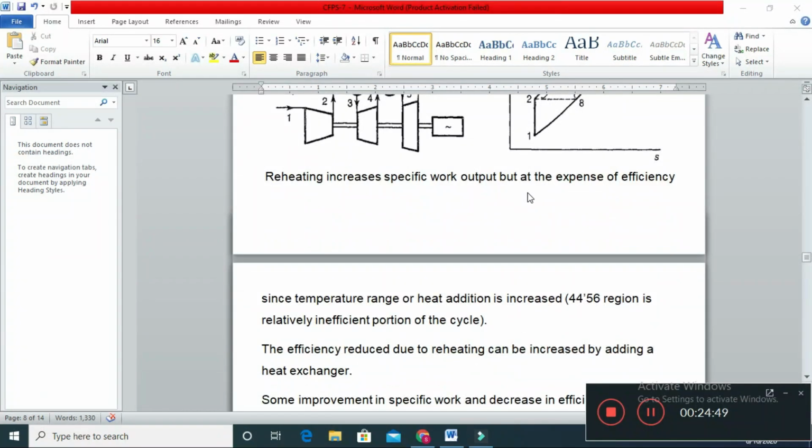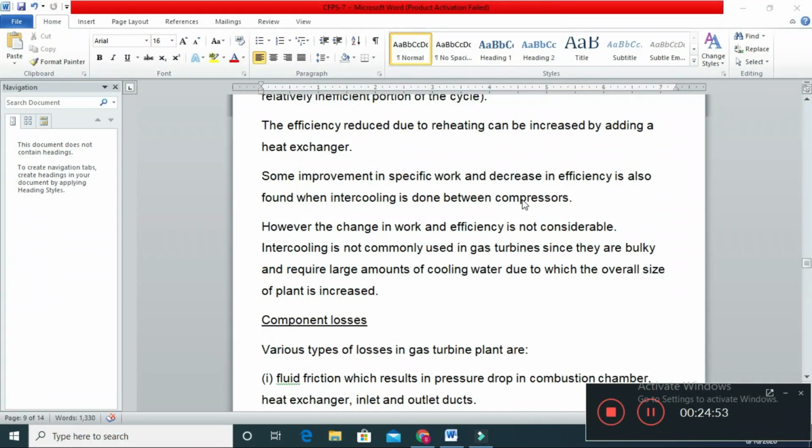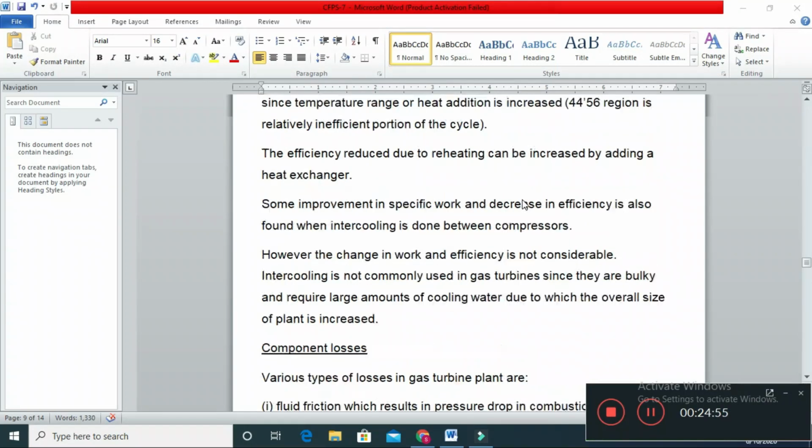In order to save the net work, the other possibility is to use the intercooler. The purpose of the intercooler is to reduce the compressor work. The intercooler reduces the compressor temperature and it reduces the net work. But the intercooling process is not very common in the gas turbine systems.